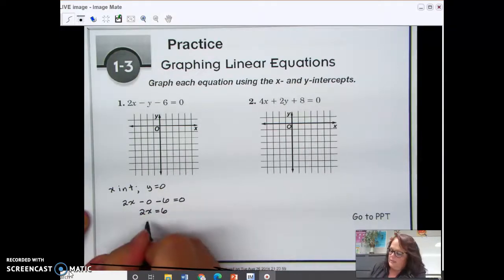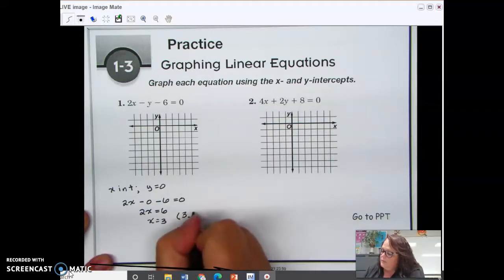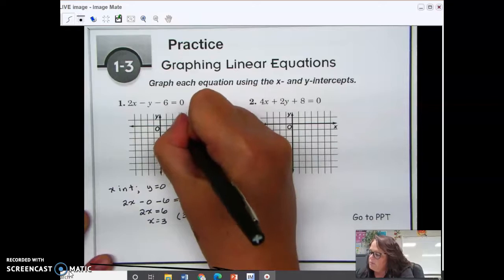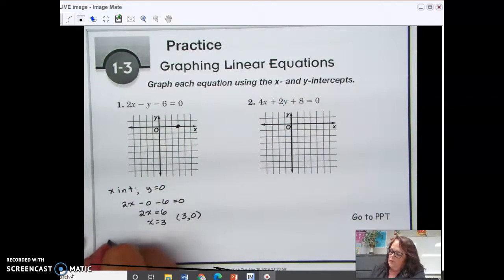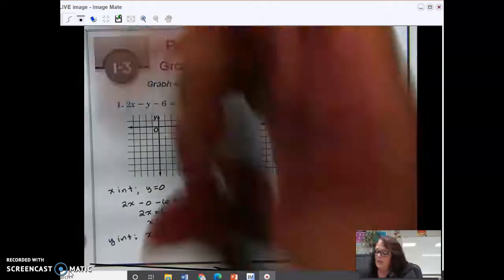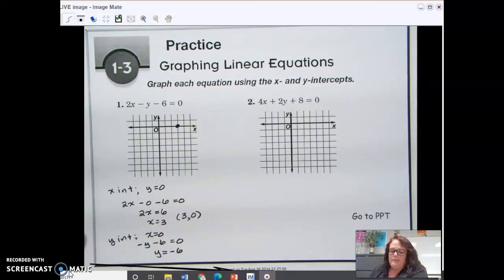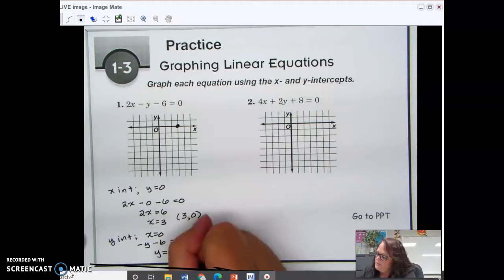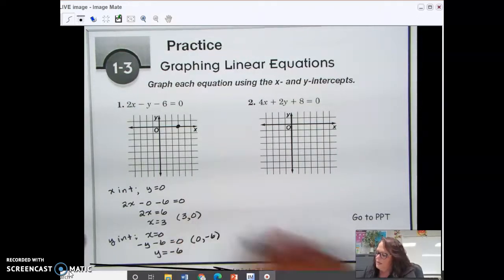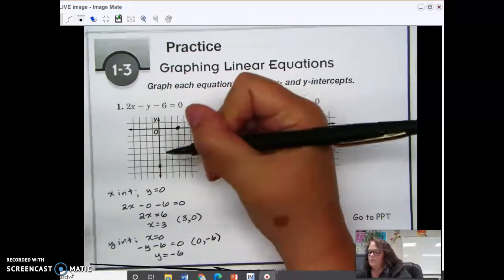That means we have 2x is equal to 6 and x is equal to 3. So I have a point where x is equal to 3 and y is equal to 0, which would be right about here. For the y-intercept, same thing: we say that x is equal to 0. If I cover up that 2x, that leaves me with negative y minus 6 is equal to 0. If I add y to both sides, I get y is equal to negative 6. So I have a point at x equal to 0 and y equal to negative 6. 1, 2, 3, 4, 5, 6. That would be this point right here.